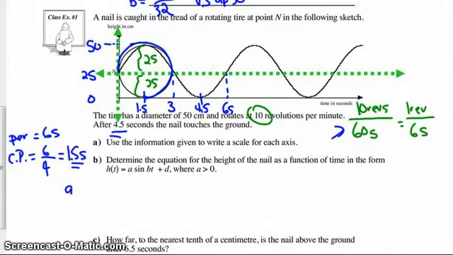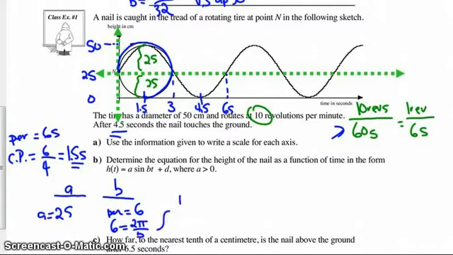So now we're supposed to determine the equation. When I consider what the amplitude is, clearly the amplitude is equal to 25. When I consider what B should be, I know that the period is equal to 6 seconds, so 6 seconds equals 2 pi over B.